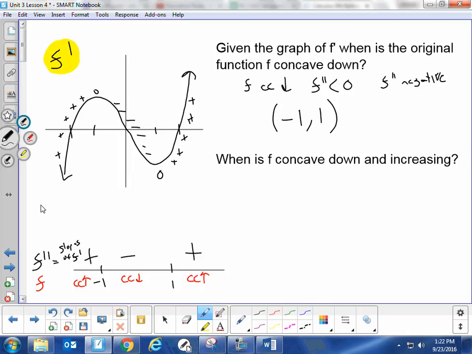When is f concave down and increasing? The easiest way to do this is to just draw two number lines and have them overlap on top of each other. Concave down is when the second derivative is negative, right? When is an original function increasing? When its derivative is positive. So we want to figure out when f prime is positive and when f double prime is negative. I'm going to do another number line.